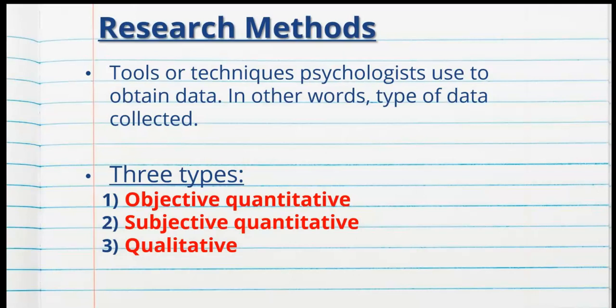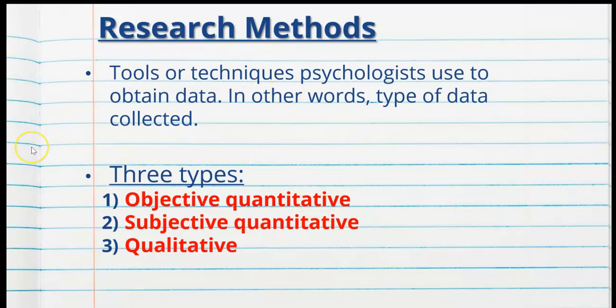So, research methods in psychology refers to the type of data that's collected. The tools or techniques psychologists use to obtain data is the method, or the way, in other words, in which we gather the data. So what we actually get is a research method, and that will determine the type of data that we obtain from our experiments or our investigations.